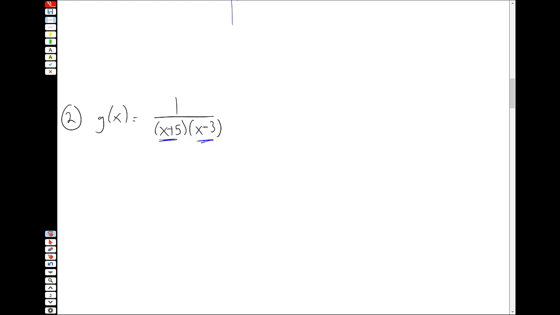Okay, and remember, we're going to be using our 0 product property. If you have 2 numbers that multiply to 0, and we'll see this a lot throughout the semester, this means that one of them has to be 0.